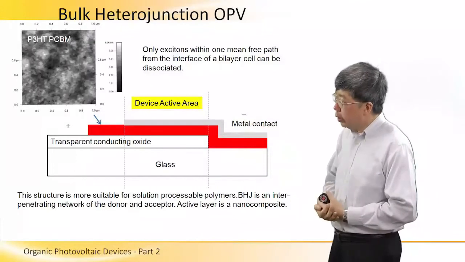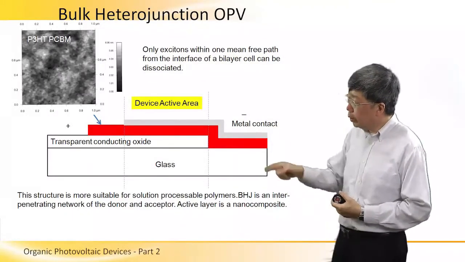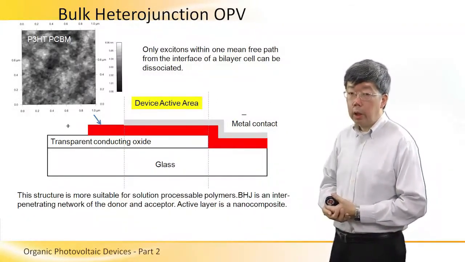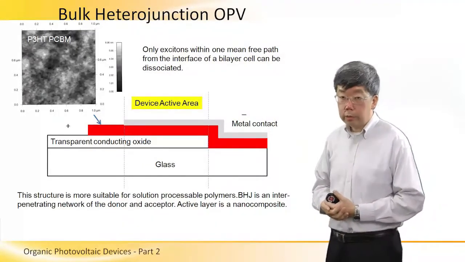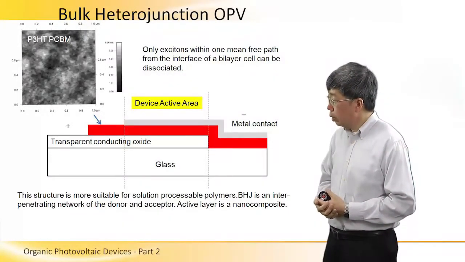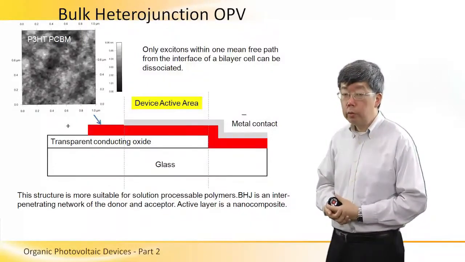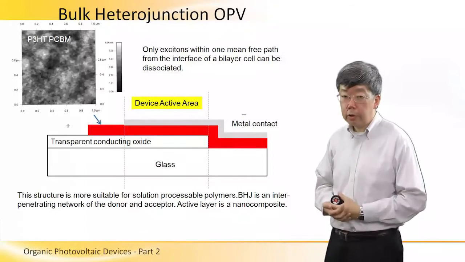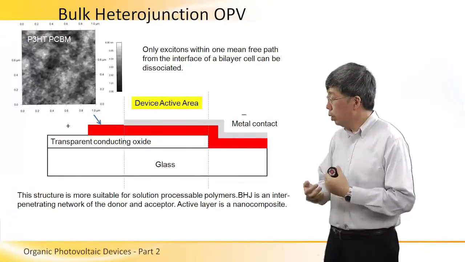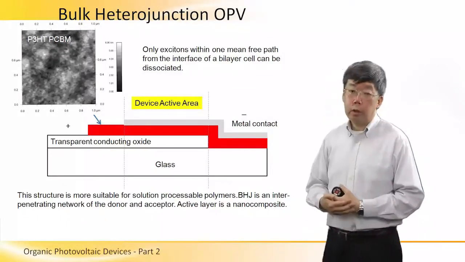So as you can see on this slide, there is just one layer, the red layer, between the transparent conducting oxide and the metal electrode at the top. However, inside this red layer, it's actually a mixture of the two components, the donor and the acceptor. And this is because this bulk heterojunction OPV structure is more suited for solution processed polymers.